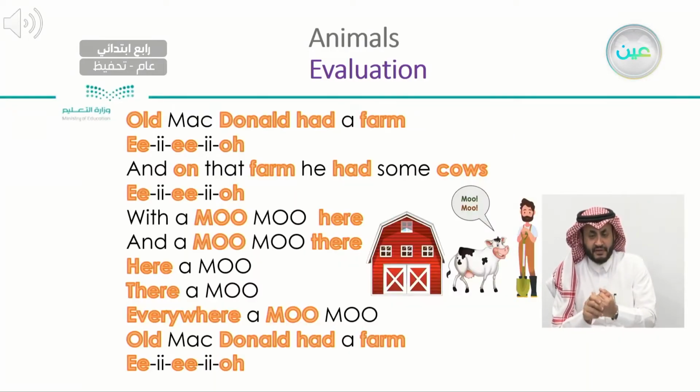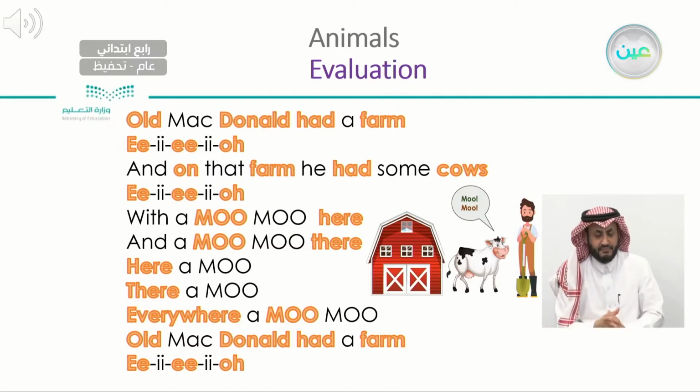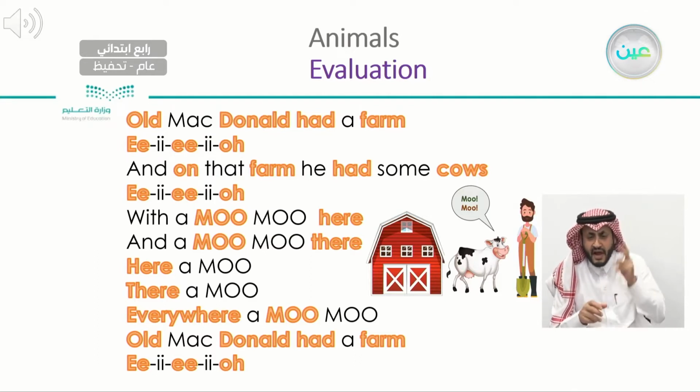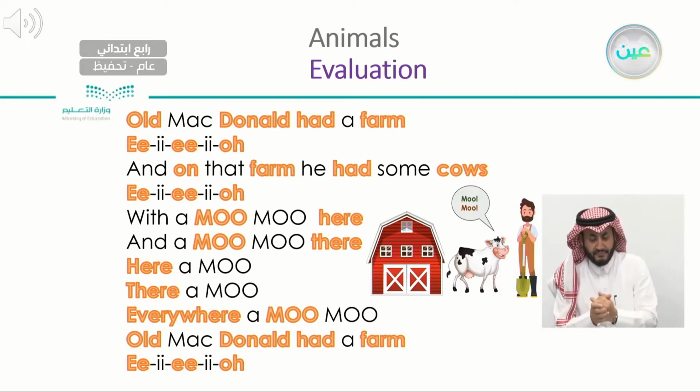Let's listen together. Old MacDonald had a farm, E-I-E-I-O. And on the farm he had some cows, E-I-E-I-O. With a moo-moo here and a moo-moo there, here a moo, there a moo, everywhere a moo. Old MacDonald had a farm, E-I-E-I-O.